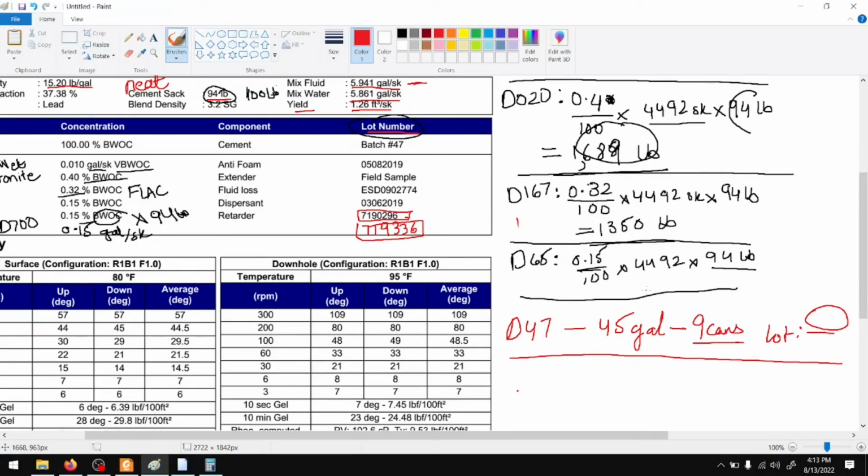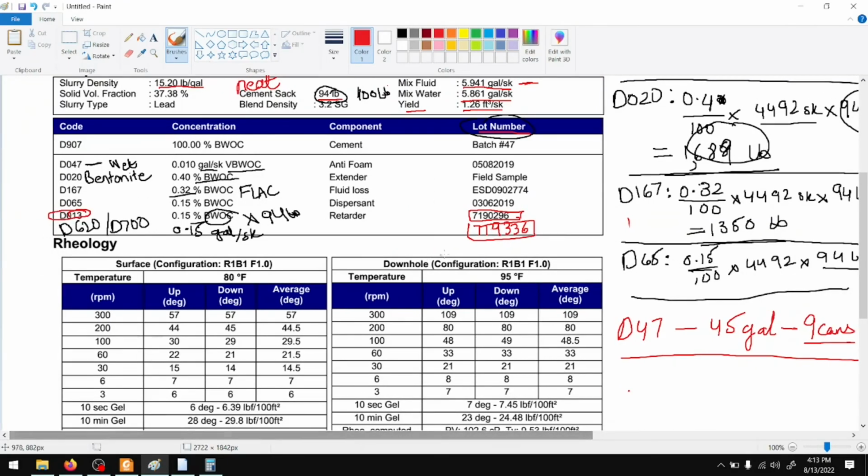Anything can mess up. D47, to be honest, it really doesn't matter, but with the other chemicals, it kind of does. Especially with bentonite. Like in this report, they just wrote field sample, but that should not be done. You should write your bentonite sample, where you got it from, because if your bentonite is different from the lab, it could vastly affect your cement slurry properties.